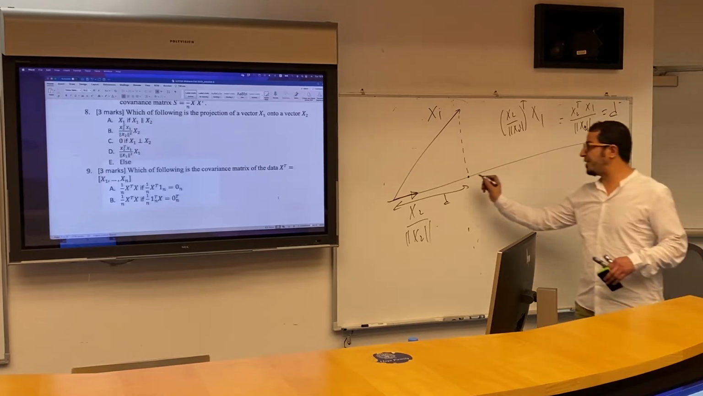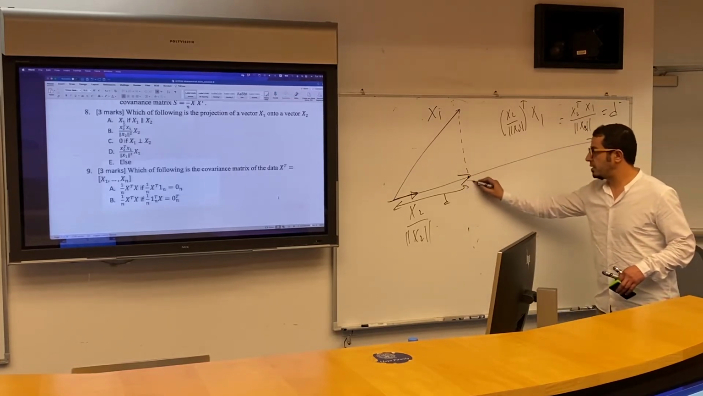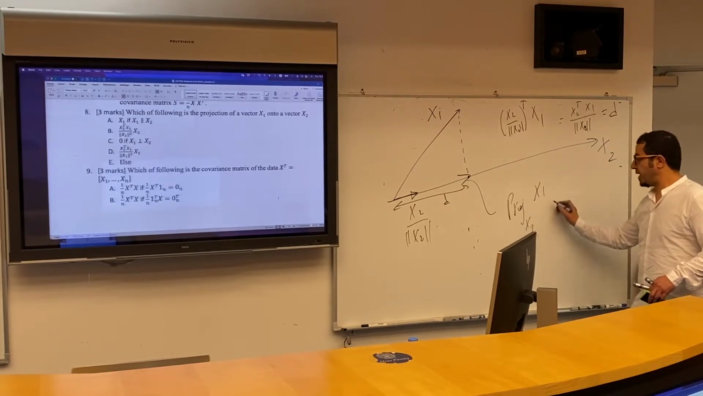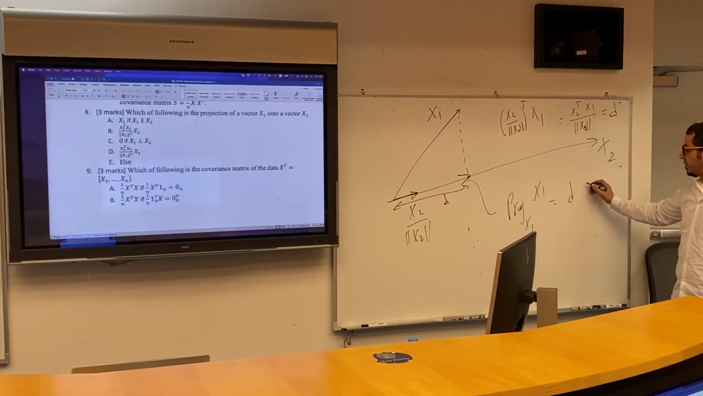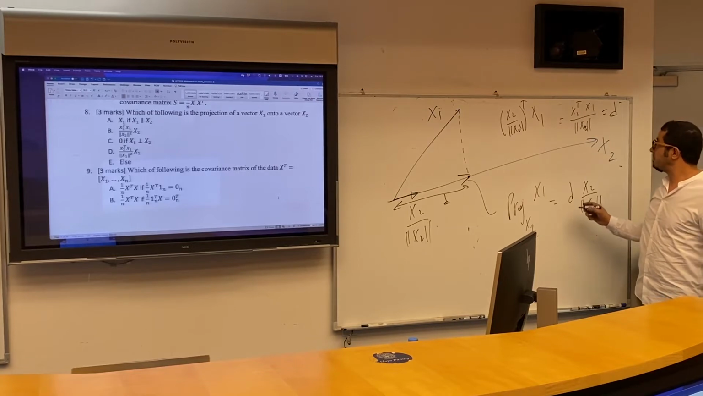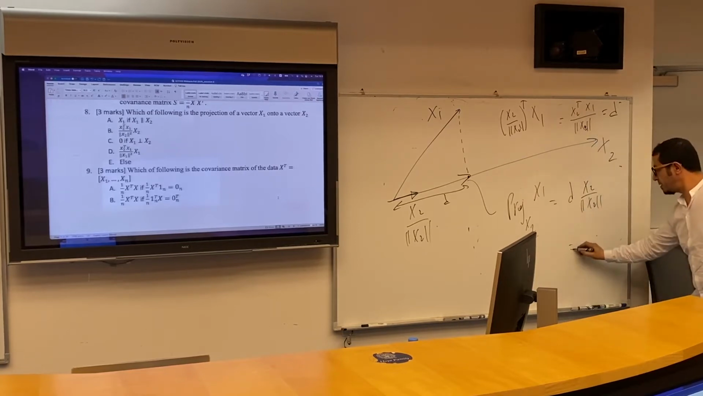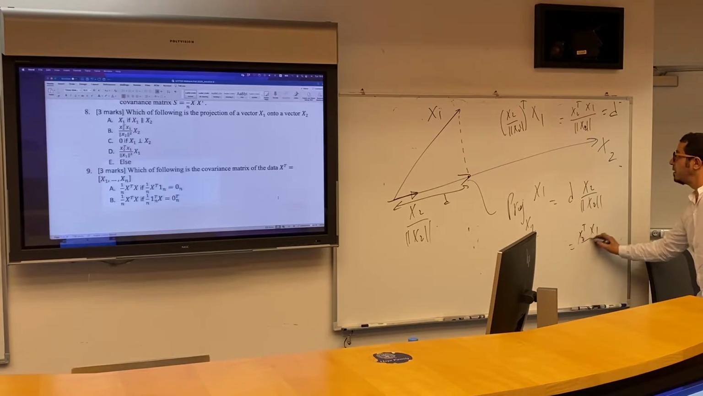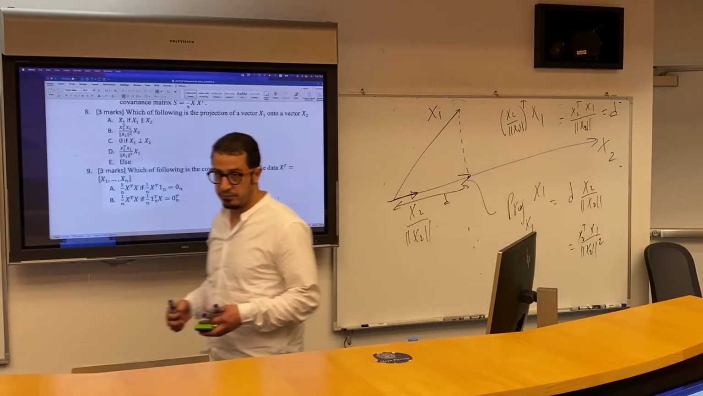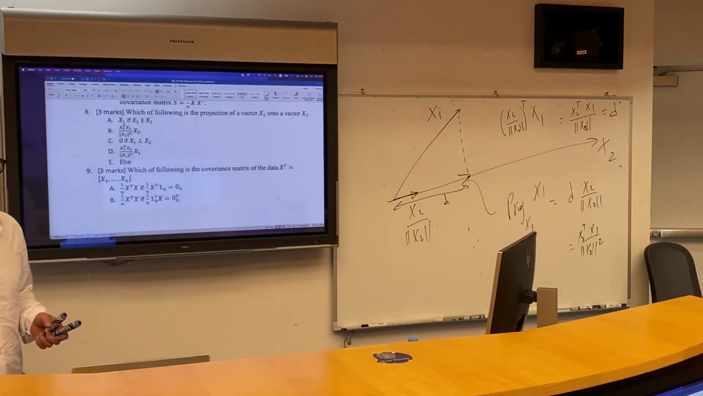Okay, but if you want to find the vector, what will be the vector here? Projection of x1 over x2 will be the distance times the unit vector, right? Which is x2 transpose x1 divided by x2 squared, which means the answer B is correct. Until now, B is correct.